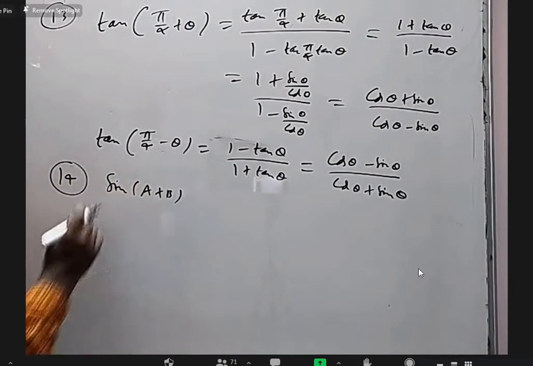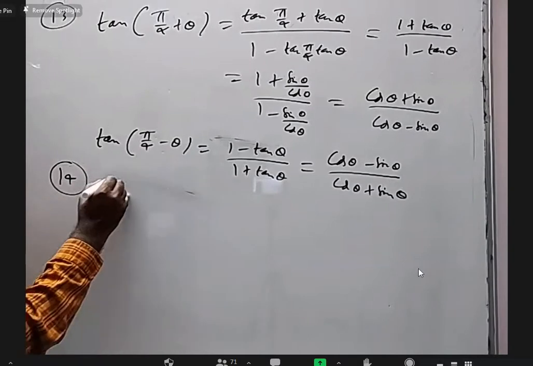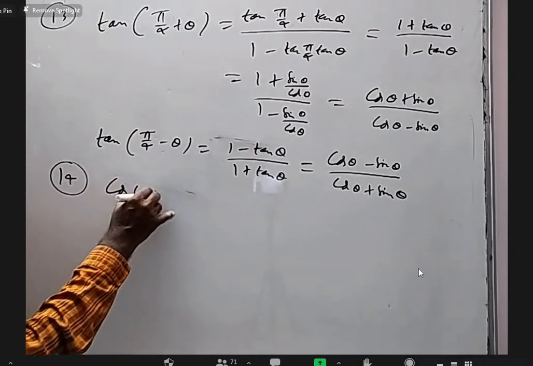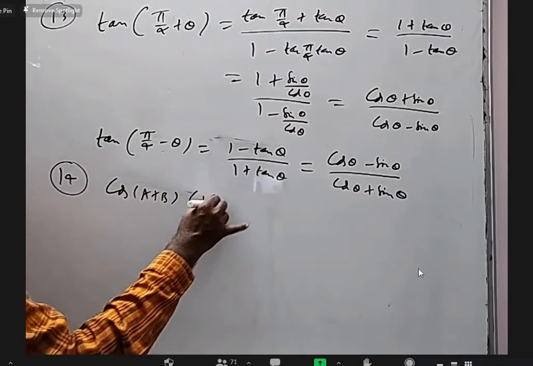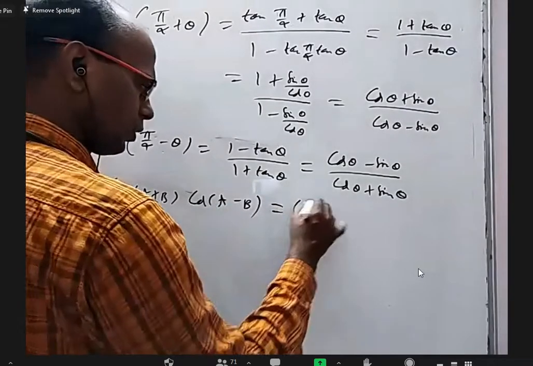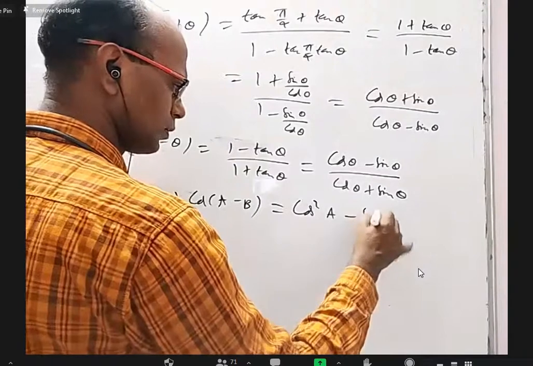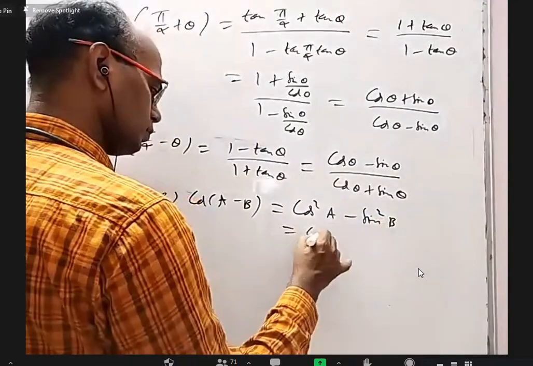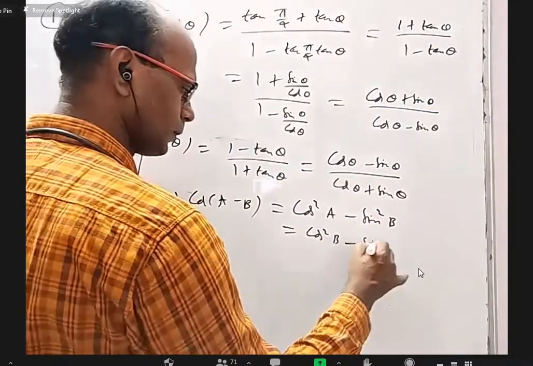Sin(A plus B). Let me first write the cos part of B. Cos(A plus B) into cos(A minus B). We have the formula: cos square A minus sin square B is equal to cos square B minus sin square A.